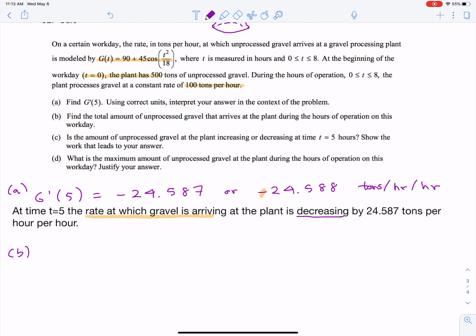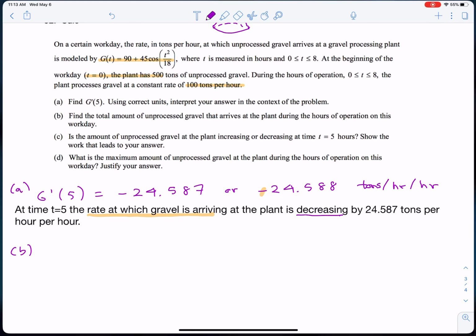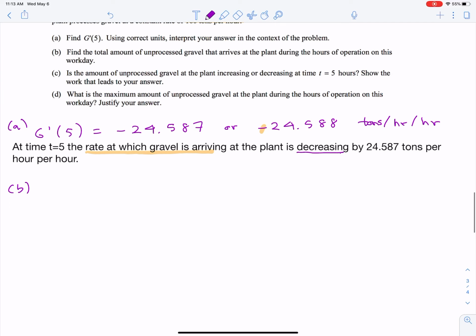how much was already in there? So I think you would agree at time 0, there was already 500 tons. But then I have to add to it the displacement from hours of operation, which are 0 to 8, of G of t dt. Okay? Again, this is a calculator question, so what I end up getting is 855.51 tons.